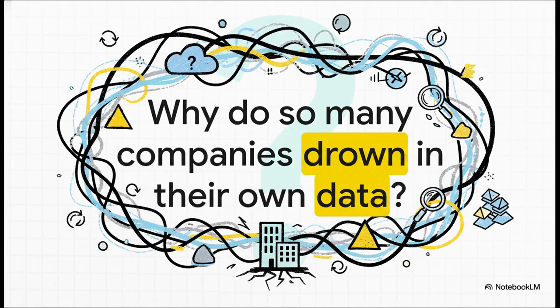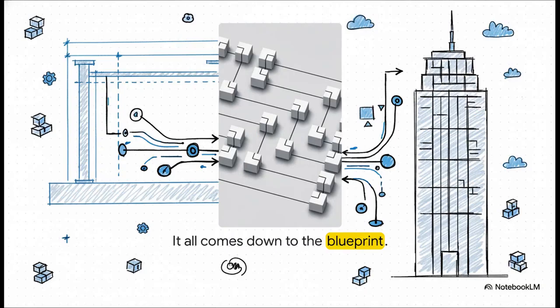It's a really weird paradox when you think about it. We have more information at our fingertips than at any point in human history, but for a lot of businesses, it just feels like noise. They have all the data in the world, but they can't seem to get a straight answer to a simple question. So what's going on here? Well, the answer is actually pretty simple. They're trying to build something amazing without a plan.